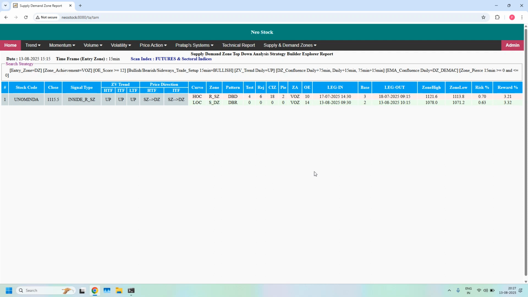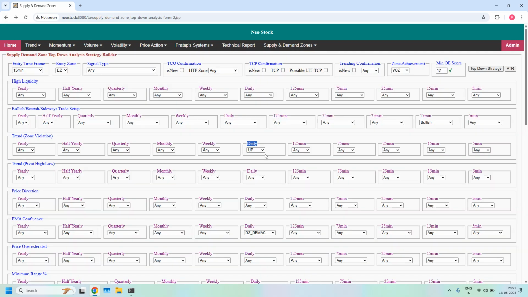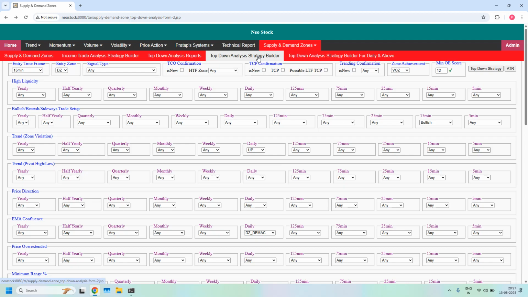Okay, next let us look into LTF, ITF, HTF demand zone confluence supported stock, and then HTF EMA confluence. I'm going back, removing this. Next, we have to look into bearish trade setup.